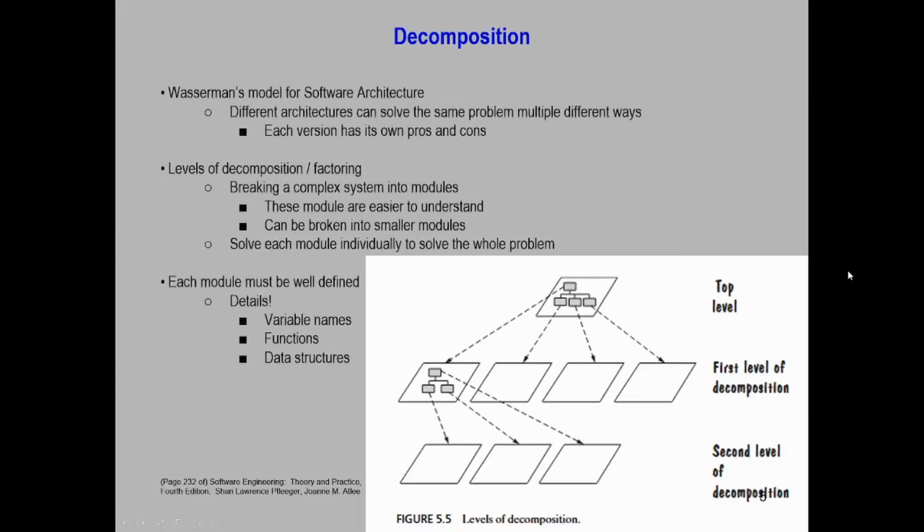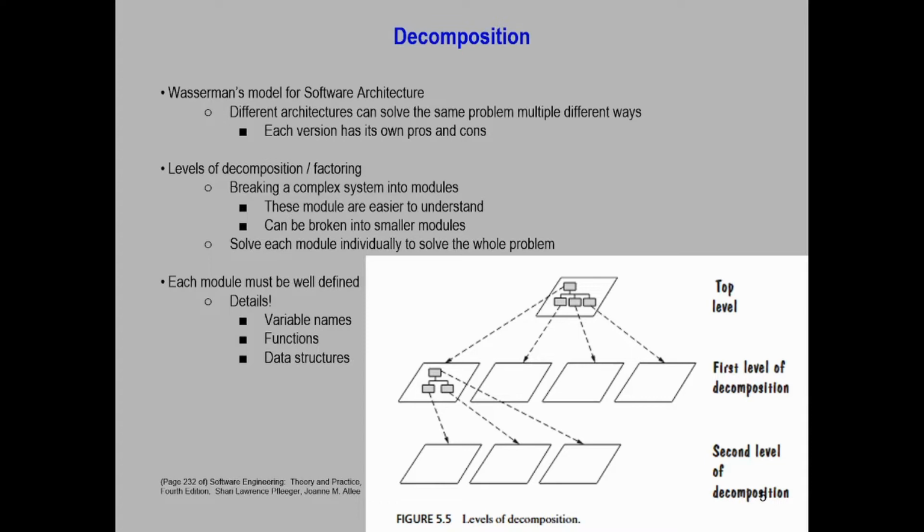So, decomposition. We're looking at, I believe his name is Tony Wasserman's model for software architecture, which is effectively that different architectures can solve the same problem multiple different ways. Each version has its own pros and cons. So our idea is to factor problems into smaller issues by decomposition.